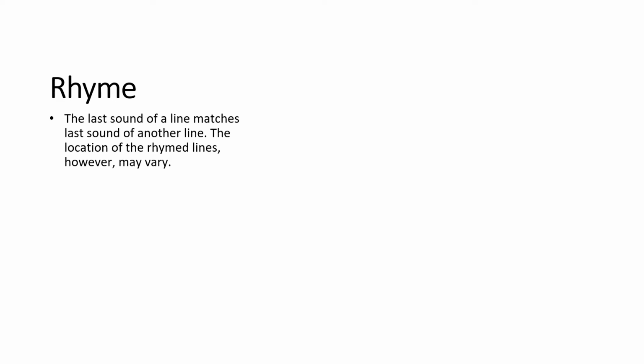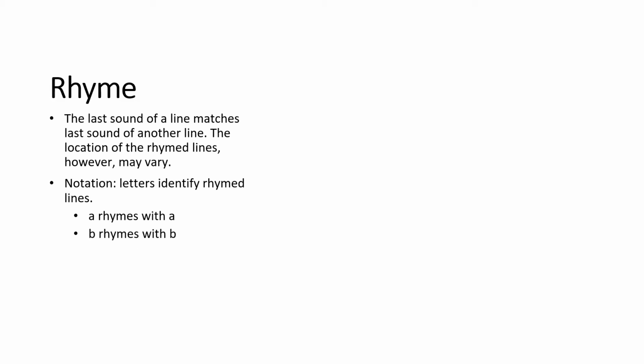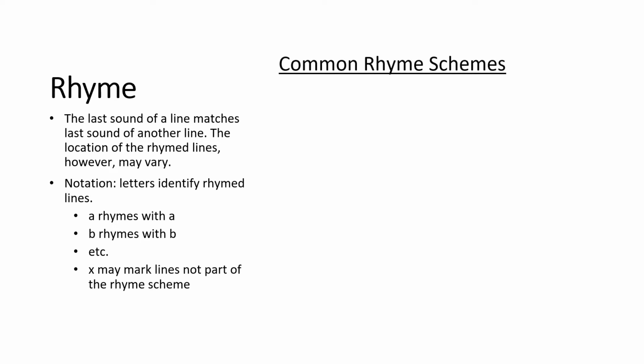Rhyme refers to the last sound of a line matching the last sound of another line. Those matched sounds can vary in position. We usually use letters to identify the rhymed lines. A rhymes with A, B rhymes with B, and so on. X can mark a line where there is a word that doesn't fit a rhyme scheme.